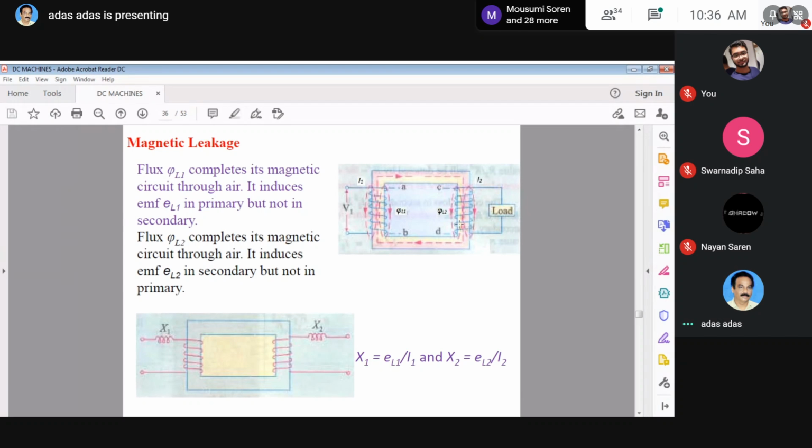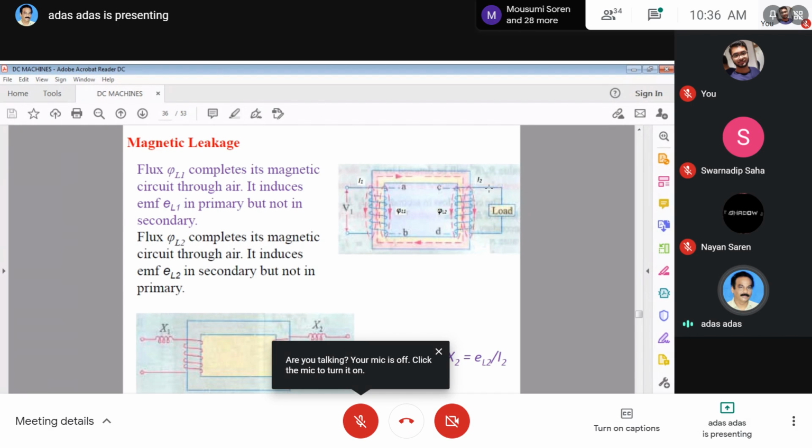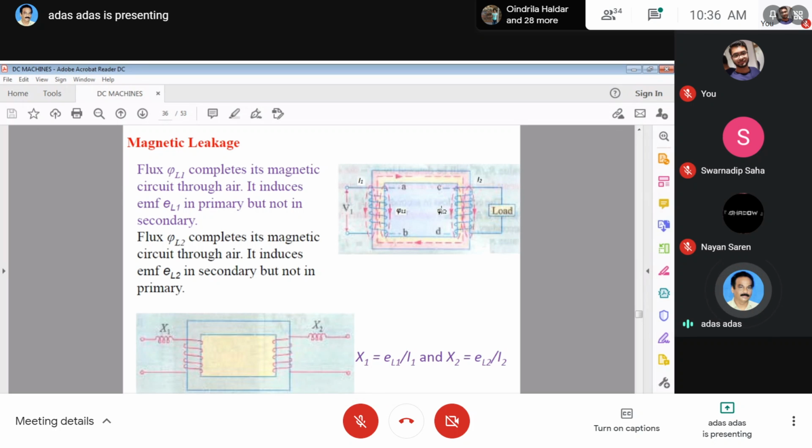Similarly, if current I2 flows in the secondary side, then there may be some leakage flux phi L2. Note that this phi L2 is not connected with this circuit, or this phi L1 is not connected with this circuit. So this will not induce any EMF here, or this will not induce EMF here. Okay, all are written here.